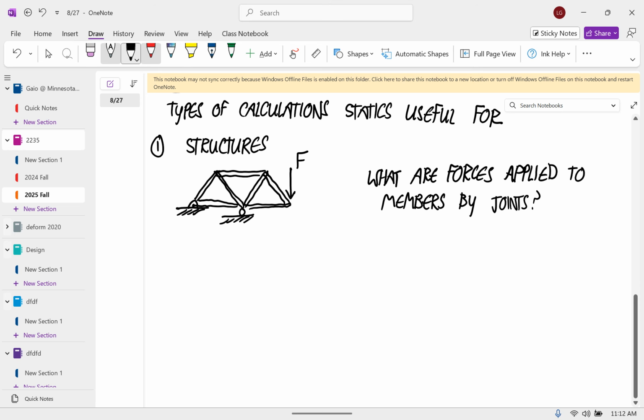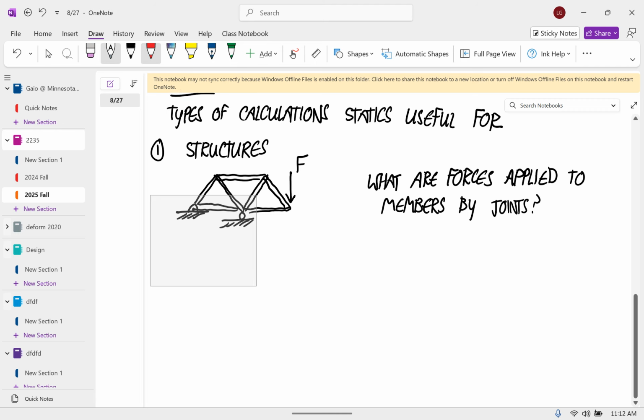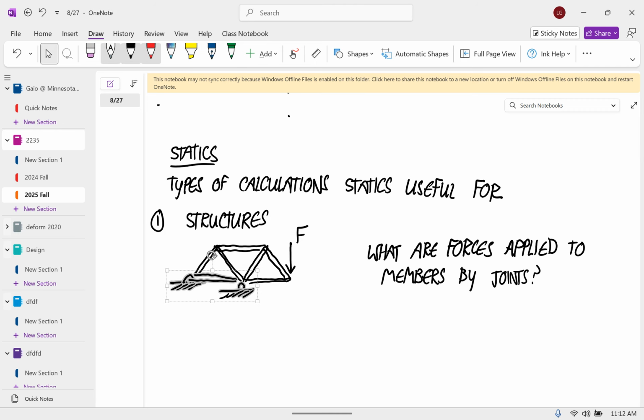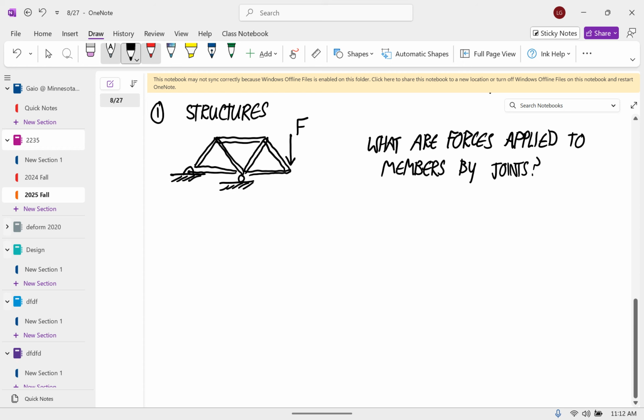Another example of a structures calculation would be like, so this is like a person standing here.